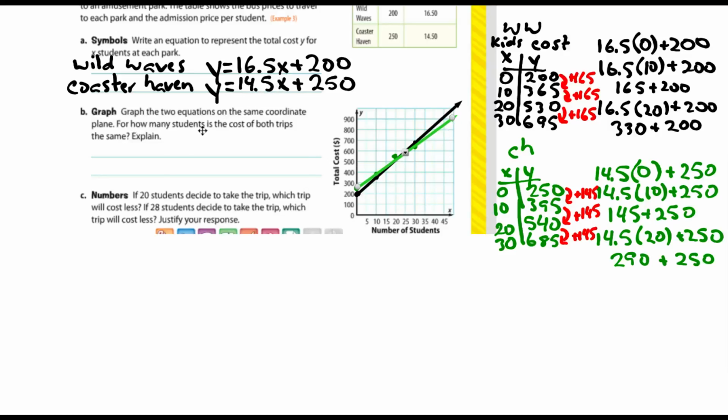Let's see, so for how many students are both of these trips the same? So let's look. Looking at here, it's right around 20, right? But if we look at 20 on both of these, it was $530 for one place and $540 for the other. So let's do this a couple ways. If we want to keep this simple, we can say somewhere around 20 kids.